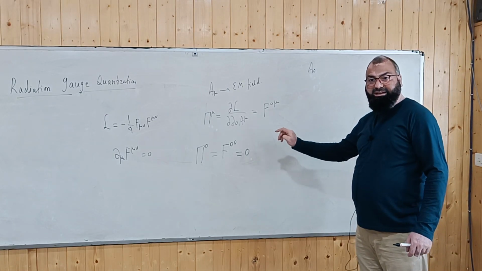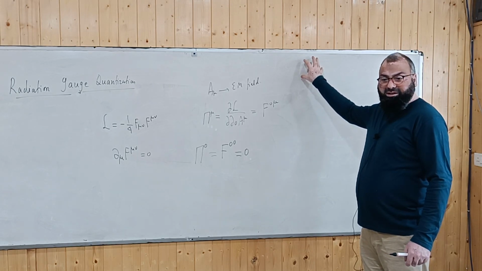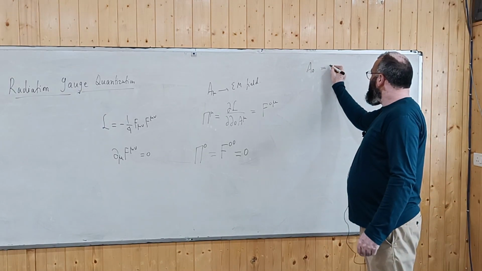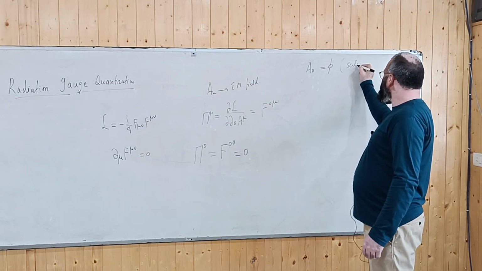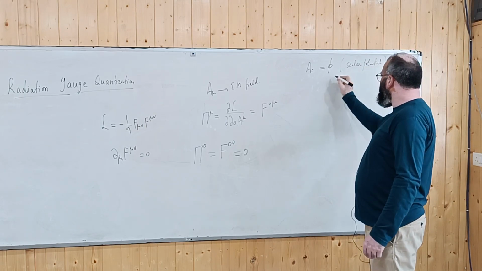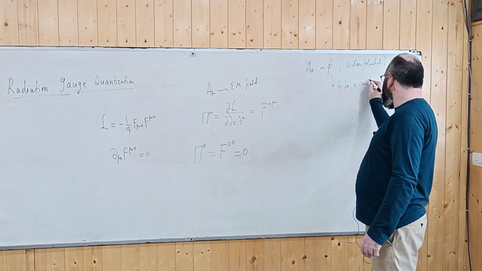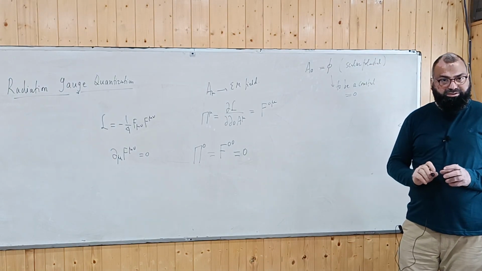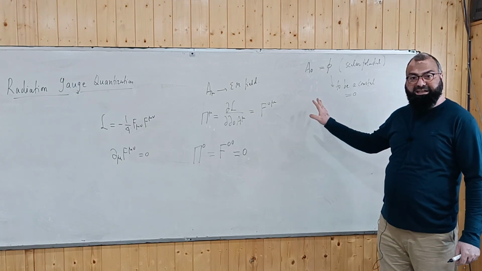So what I will do is treat this A naught to be a constant function. What is our A naught? It is our phi, the scalar potential. So we will treat this phi to be a constant, and that constant we will take to be equal to 0. Now why do I require that? I have imposed a condition.